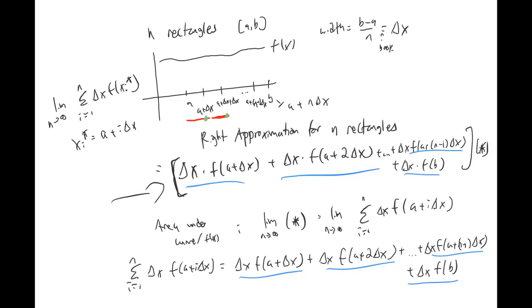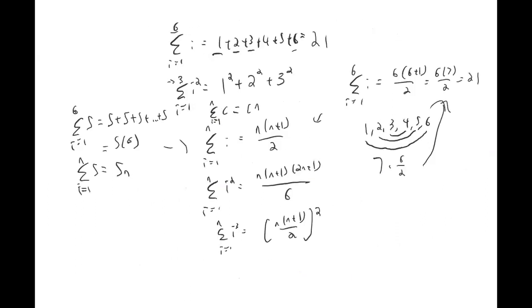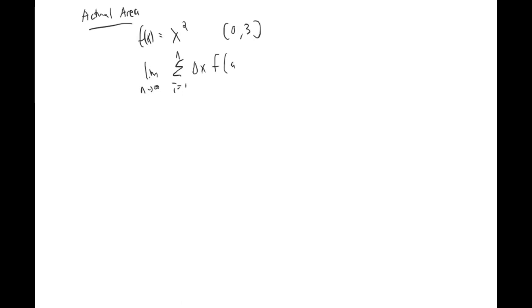Okay. So last thing we're gonna do is find the actual area. So I'm gonna go over how to do that. Let's go back to the previous. If I want the area of f of x equals x squared from 0 to 3, the definition was what? The limit as n goes to infinity, sum i equals 1 to n. So let me just write actual area: i equals 1 to n, delta x, f of a plus i delta x.